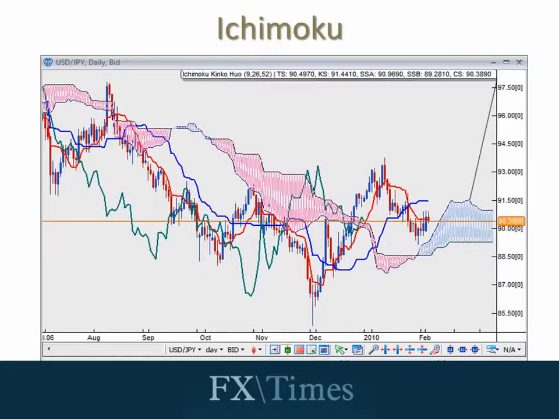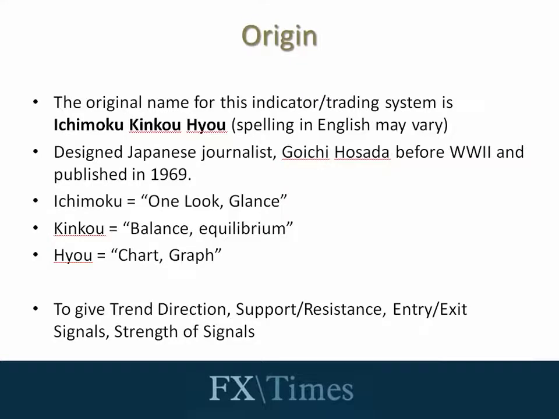Here's a look at the Ichimoku Kinko Hyo on the dollar-yen daily chart. It's a Japanese charting method and technical analysis method. It's spelt a little differently or in various ways in the US, or you could call it the Ichimoku cloud. It originated from a newspaper writer in Japan with the pen name Ichimoku Sanjin. His real name was Goichi Hosada, and this trading technique was published in 1969.